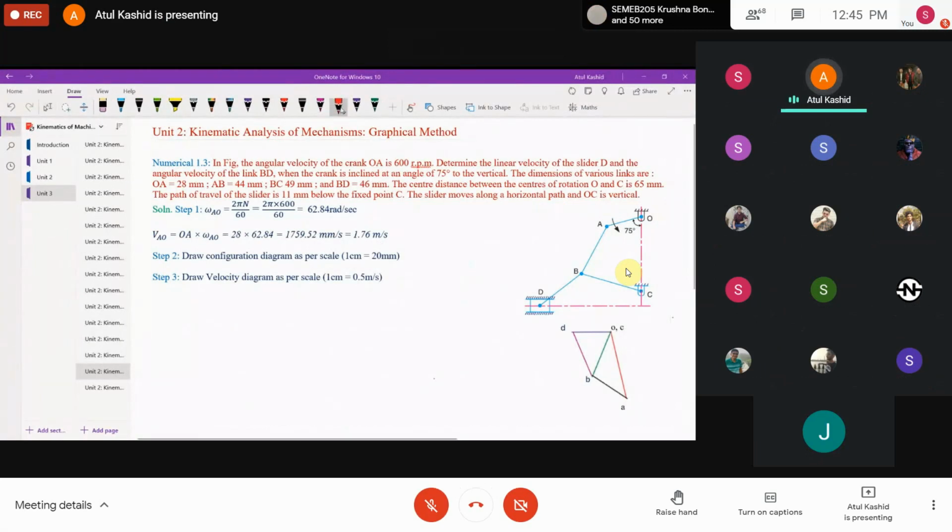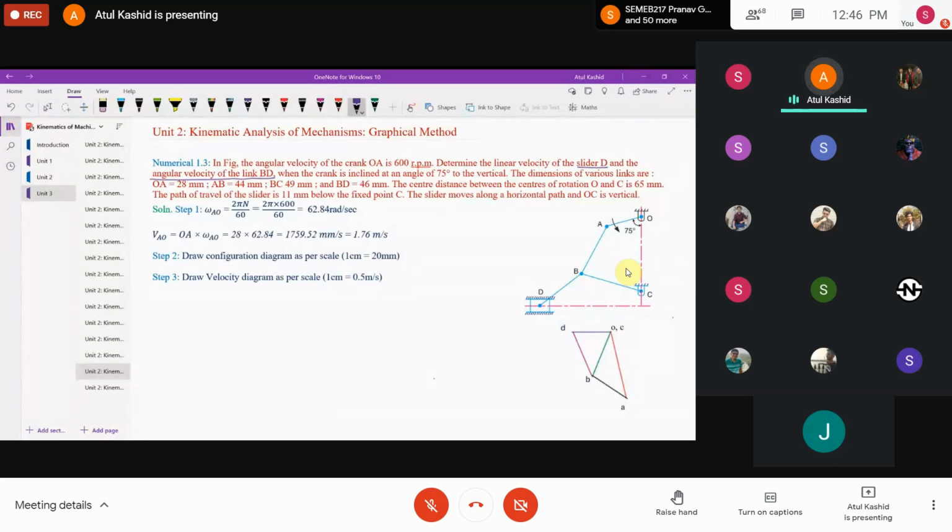In the figure, the angular velocity of the crank OA is 600 RPM. So we have identified the input link, which is crank OA, and it can be represented as a vector because we know the magnitude as well as the direction. We can obtain the magnitude, and we also know the direction will be perpendicular to the link, right? Then determine the linear velocity of the slider D, and the angular velocity of the link BD. So we have to identify the velocity of the slider D and the angular velocity of the link BD when the crank is inclined at an angle of 75 degrees to the vertical, right?